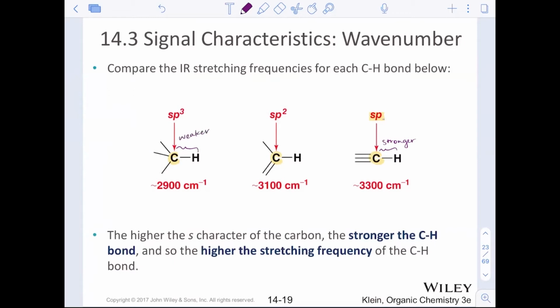The sp has a little bit longer bond length for sp3, right? So sp3 is a longer bond, so it's a weaker bond. sp is a stronger bond, it's held a little bit tighter. Now, that stronger CH bond of the sp hybridized carbon to H has a higher stretching frequency. Again, these are just giving you the numbers, giving you the characteristics.